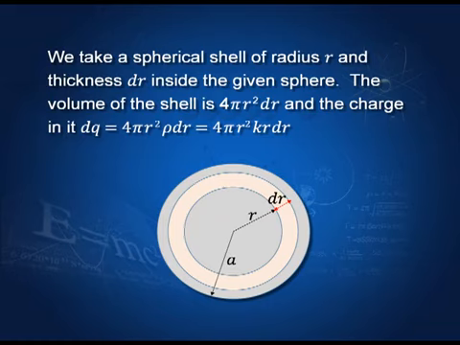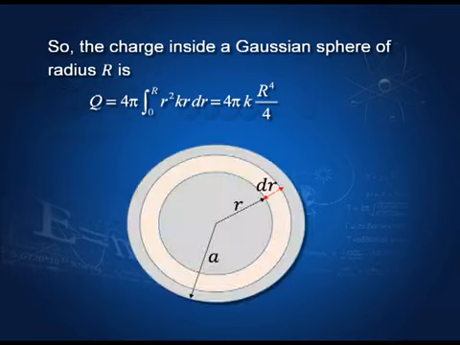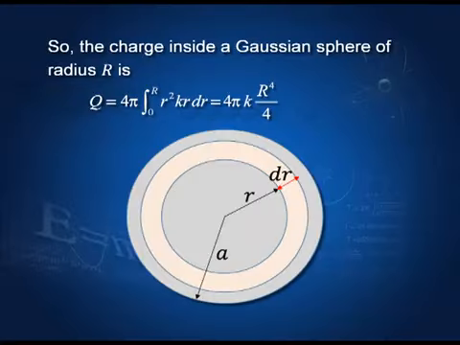So, we take a spherical shell of radius r and thickness dr, and the charge dq inside this shell is 4 pi r squared dr, that is the volume, into the volume charge density, that is rho. And what is rho? Rho is k r, and k is a constant. So, it becomes 4 pi r cubed dr into k. We integrate this and we get 4 pi k r 4 by 4. So, any sphere of radius r inside this will have a charge which is 4 pi k into r 4 by 4.